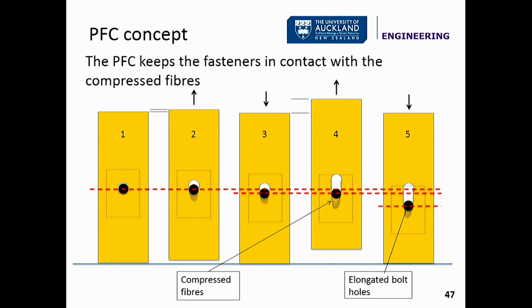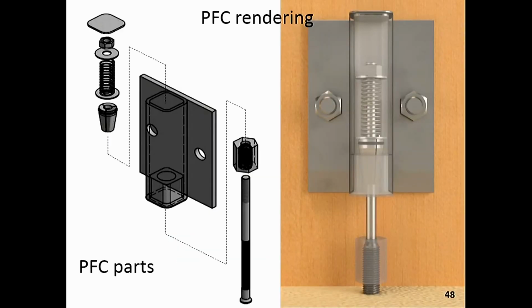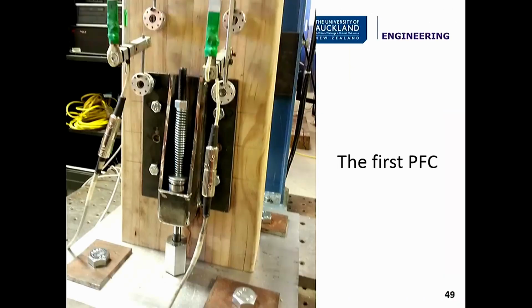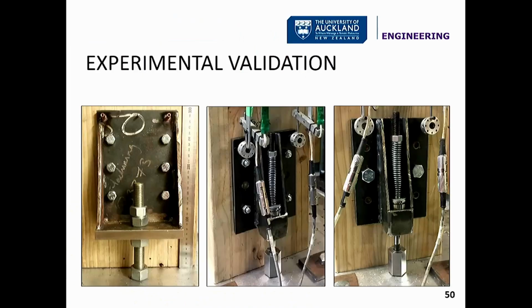So we're changing the way it behaves, so we don't have this gap. That is a rendering of the concept. There is a ratcheting mechanism that connects, in this case, let's say a shear wall, hold down, anchor bolt, and connectors that are bolts going into your shear wall that will compress the timber. But this device will keep the plate and the bolt always in contact with the compressed fibers. So that was the first PFC in the lab, just to show you what it is.